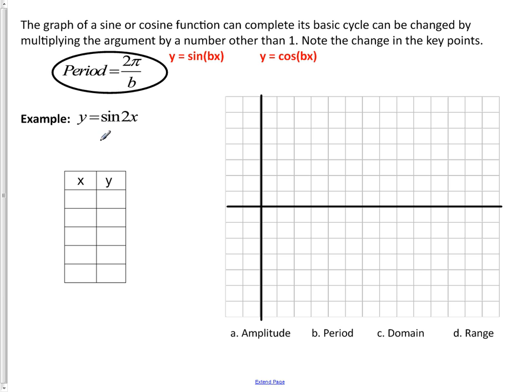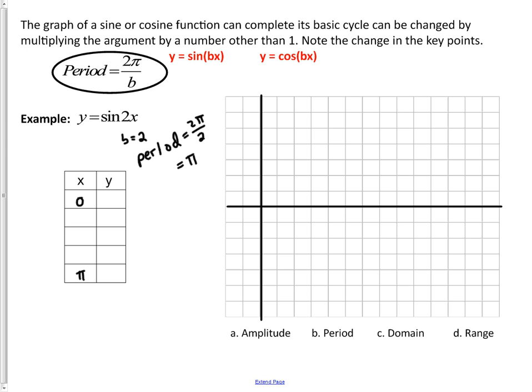So if we want to think about how this works, let me run through the example. Let's say we've got y equals sine of 2 times x. In this case, we're saying that b is equal to 2. And so the new period of this function is going to equal 2 pi divided by 2, which is to say our period is going to be pi. Now, what does that mean? What that means is that one cycle, if we started at 0, will end at pi.